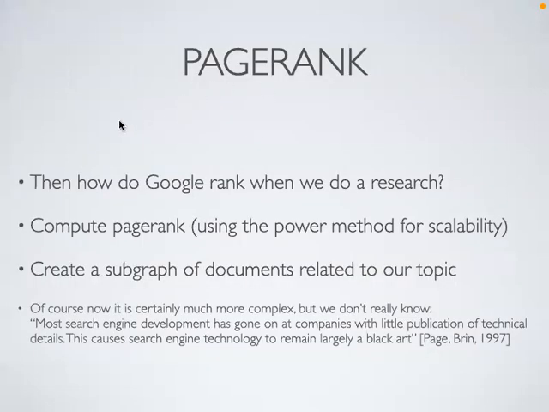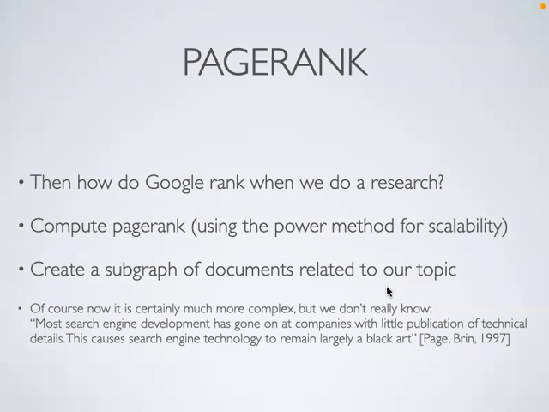So then you might ask, how does Google use PageRank? Well, basically, it's quite simple. They first compute the PageRank of all the pages on the internet using the power method. And then they create a subgraph of documents related to our topic. So when you do your search, you enter some words. They search all the pages that contain these words, and then they rank them according to the PageRank. Obviously, that was true in the beginning. That's really what they were doing in the first version of Google. You could even look at the PageRank score. With each page, you have the PageRank score.